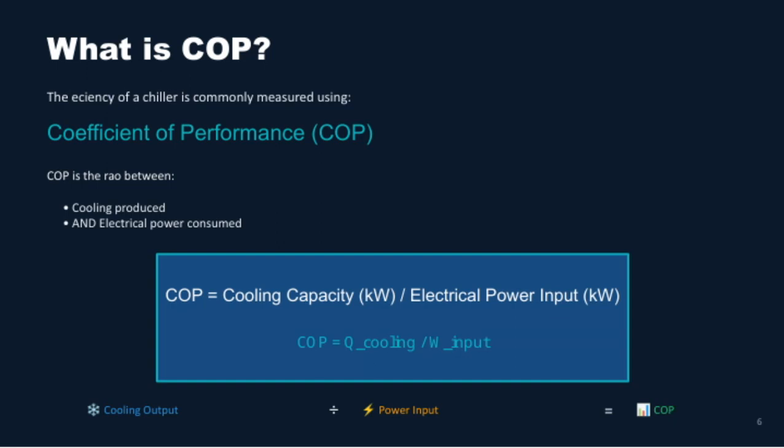Let's talk about COP, the coefficient of performance. It's a simple ratio that tells us how efficient a chiller really is. We take the cooling output, the amount of cooling produced, and divide it by the electrical power input, or the energy consumed. So COP equals cooling capacity over power input. The higher the COP, the more cooling you get for each unit of electricity used. It's a key metric for understanding chiller efficiency.